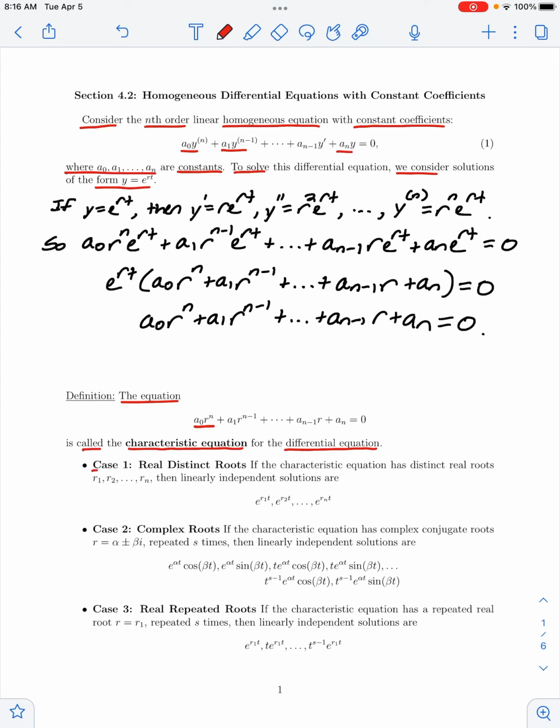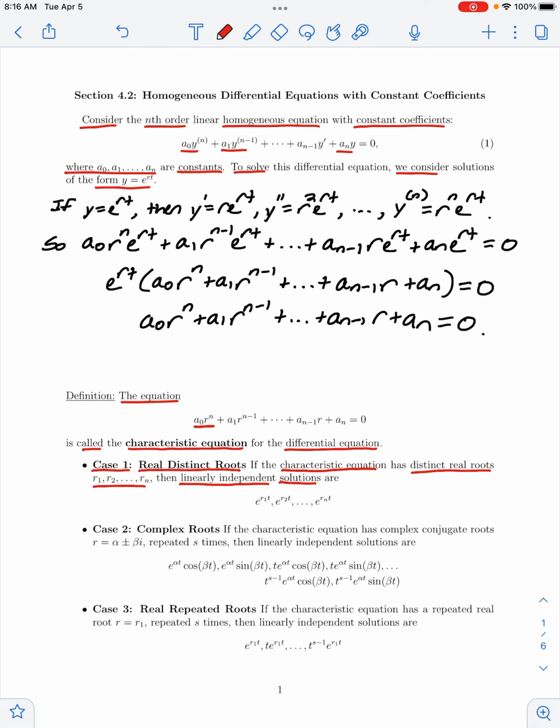Our first case, case 1, would be the case of real distinct roots. So if our characteristic equation has distinct real roots, let's say R1, R2, up through Rn, then a set of linearly independent solutions would be given by e to the R1t, e to the R2t, and so on, up through e to the Rnt. And we know that once we have a set of linearly independent solutions, our general solution is then some linear combination of that fundamental set of solutions.